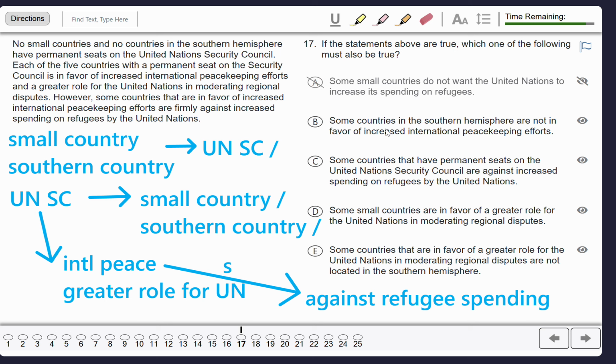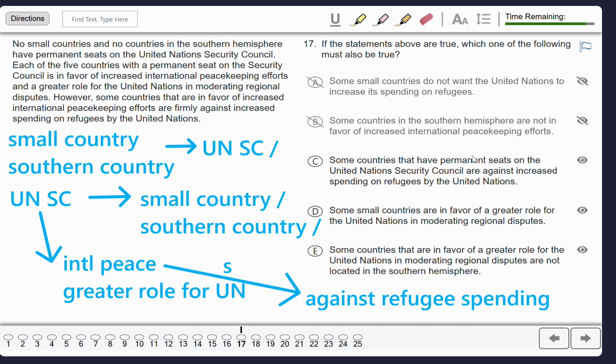Okay, looking at B here. And I'm just going to keep fact checking them. B, some countries in the Southern Hemisphere are not in favor of increased international peacekeeping efforts. Okay. Again, the same thing as A. What can I say about countries in the Southern Hemisphere? Well, pushing it back to my diagram, only one thing for sure. And that is, if I'm a country in the Southern Hemisphere, I am not a permanent member of the UN Security Council. That's it. I don't know if there's any connection to international peacekeeping. So it's not my answer. So it's not going to be that.